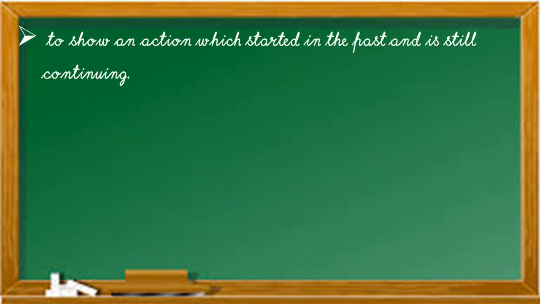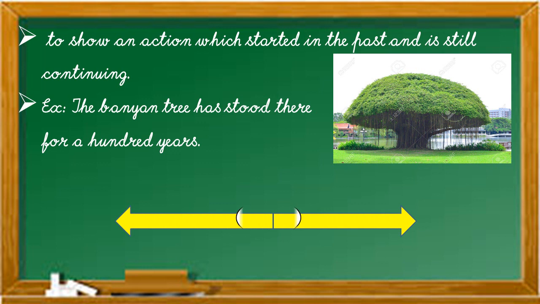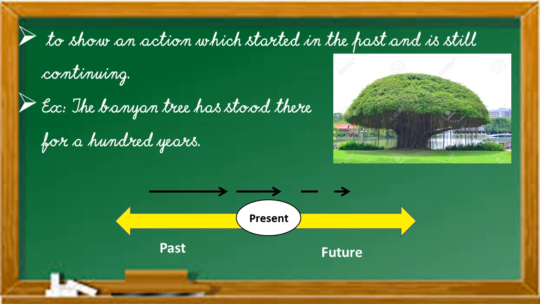Third is to show an action which started in the past and is still continuing. We often use the present perfect to talk about a continuing situation. For example, the banyan tree has stood there for 100 years. This is a state that started in the past and continues in the present and will probably continue into the future also. It is important to note that this is a situation and not an action.